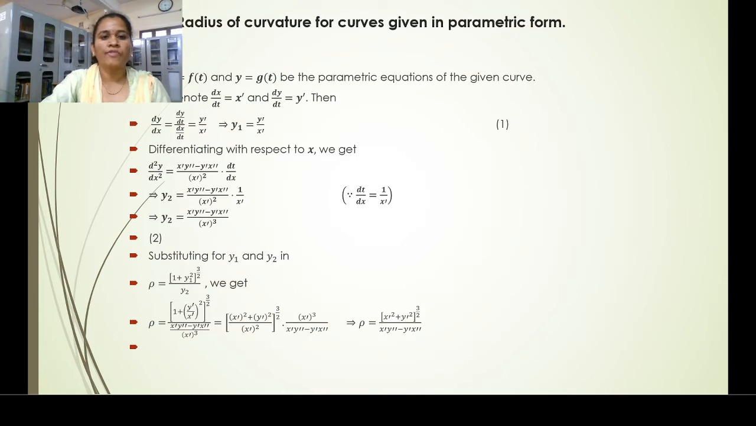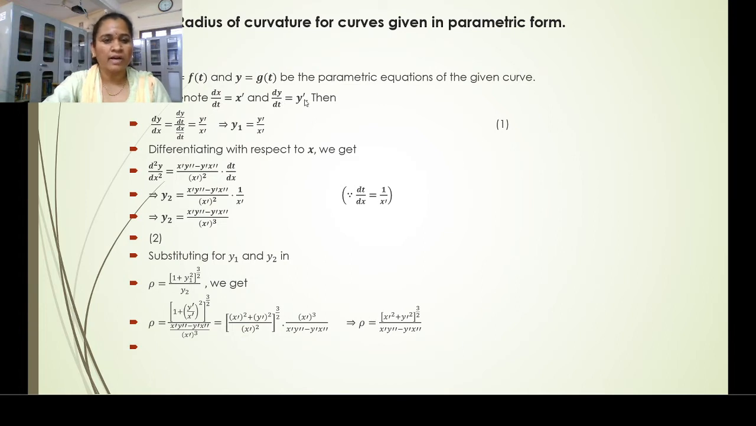Radius of curvature for curves given in parametric form. Here we are going to take two equations. Let us take x is equal to f of t and y is equal to g of t as the parametric equations of the given curve. Here x is a function of t and y is a function of t. We denote dx by dt as x prime and dy by dt as y prime.